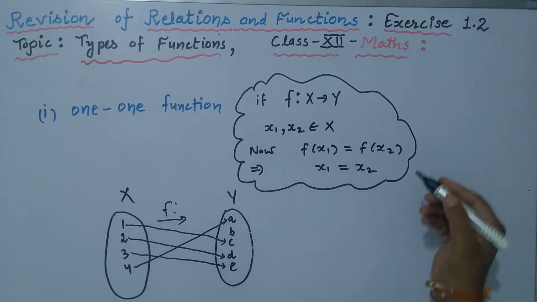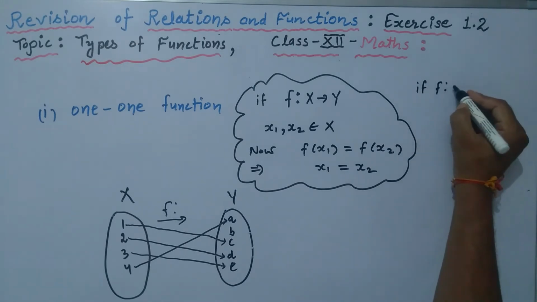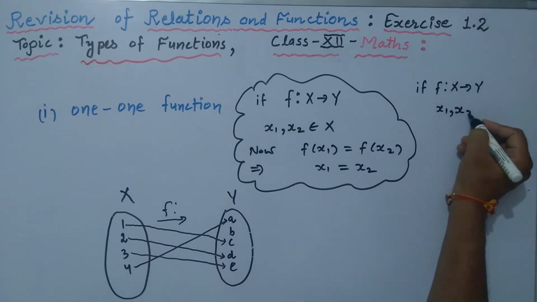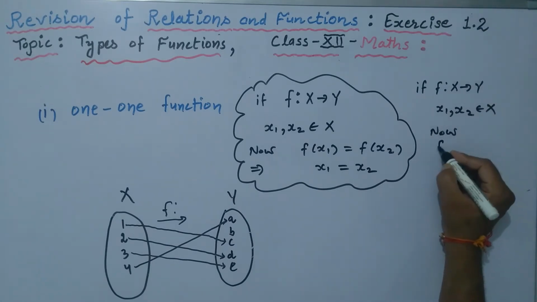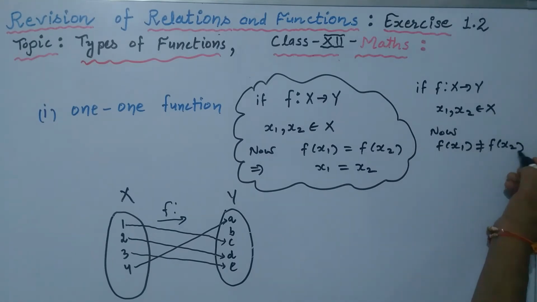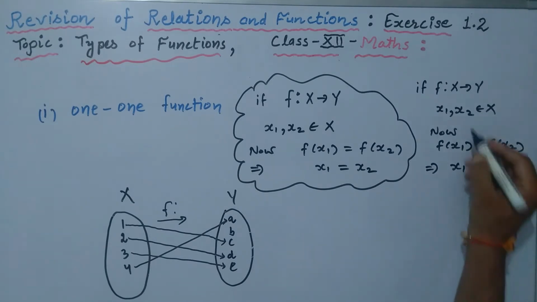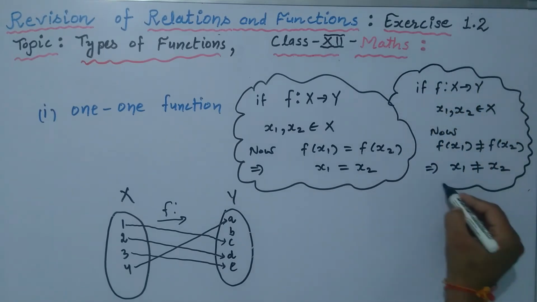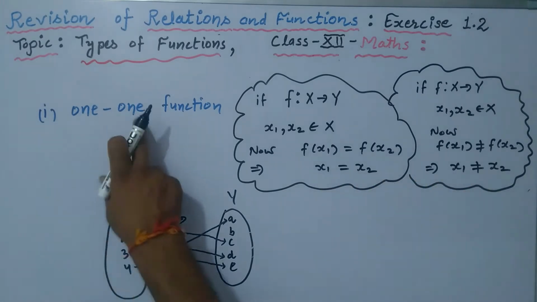We have two conditions. We also say that if f is a mapping from x to y, x1, x2 belong to set x, and f of x1 is not equal to f of x2, this implies x1 is also not equal to x2. So this is also one condition to prove whether the function is one-one or not. These are the conditions to prove that the function is one-one.